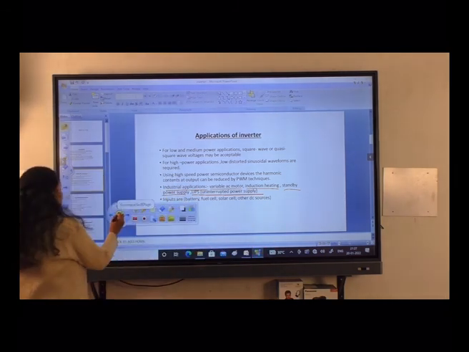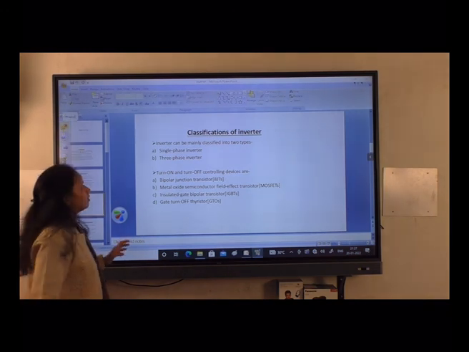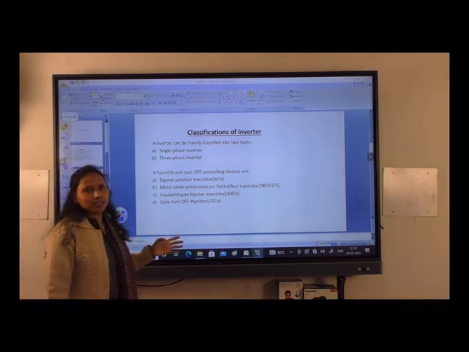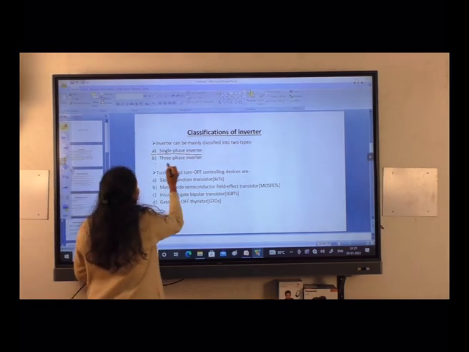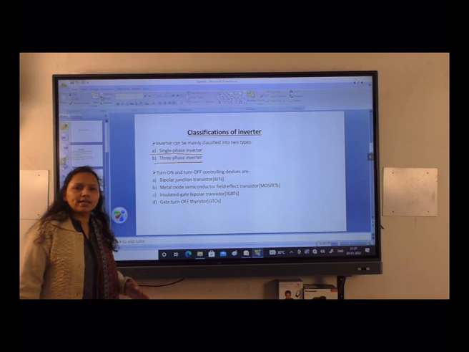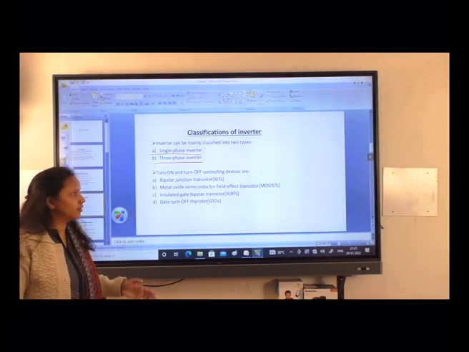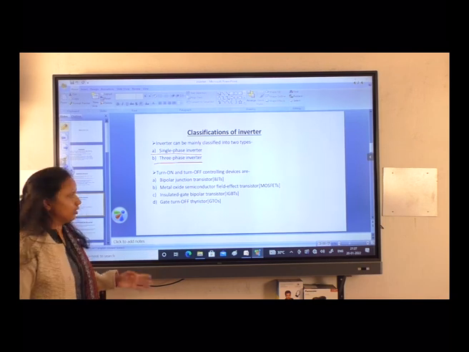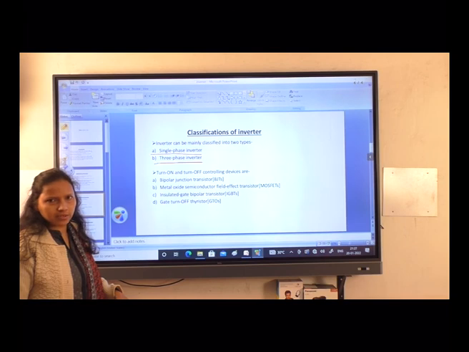Next is the classification of inverters. Inverters are classified into two types: single phase inverter and three phase inverter. If we get single phase in the AC output part, then that is a single phase inverter, and if we get three phase AC on the output side, then that is a three phase inverter.